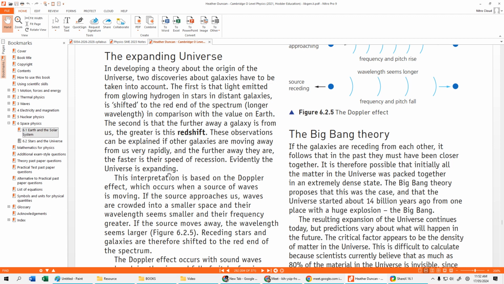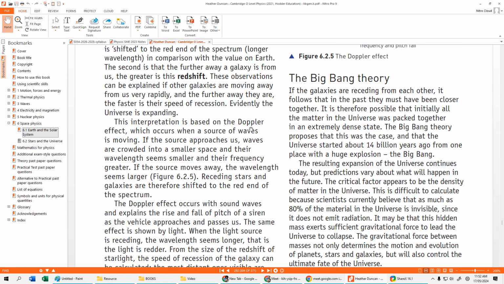Evidently, the universe is expanding. The interpretation is based on the Doppler effect, which occurs when a source of wave is moving. If the source approaches us, waves are crowded into a smaller space and their wavelength seems smaller and the frequency is greater. If the source moves away, the wavelength seems larger.